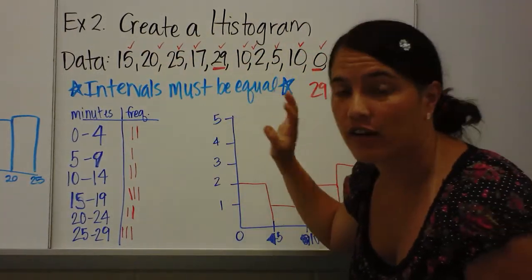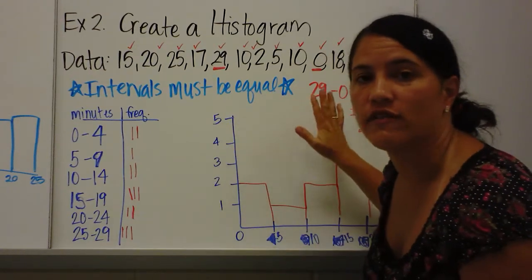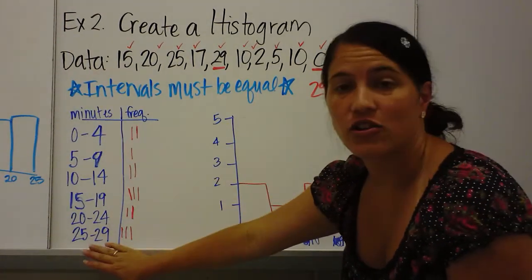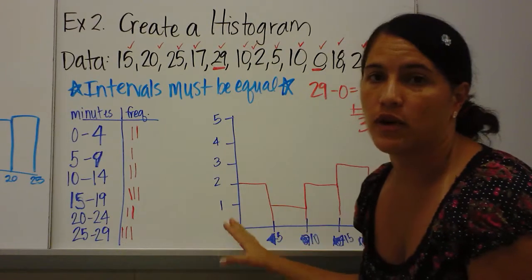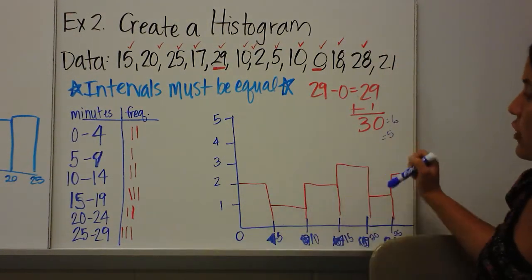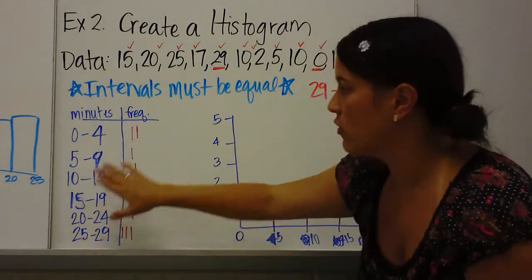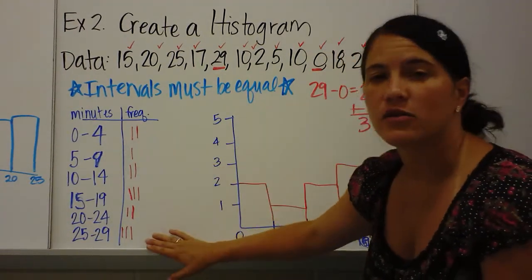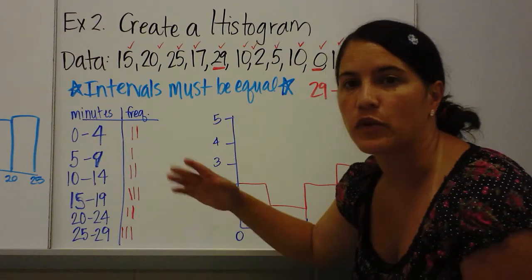And again, if you got confused, go back and watch it. I've showed you how to find the interval, how to make your intervals and your frequency table, and then graph it. This actually looks pretty uniform. It looks like they're all between 1 and 3. So it doesn't look like we have any skewing. It looks pretty uniform.